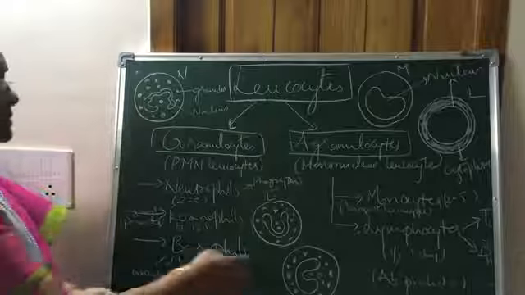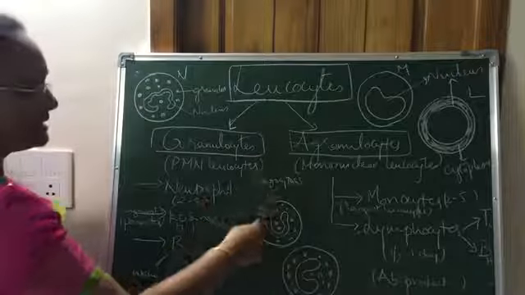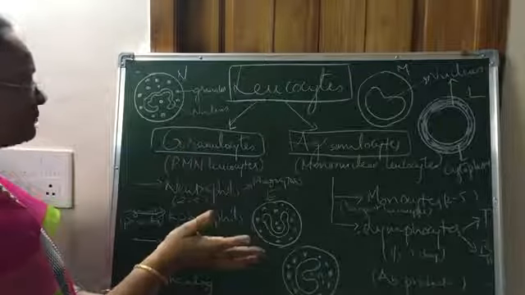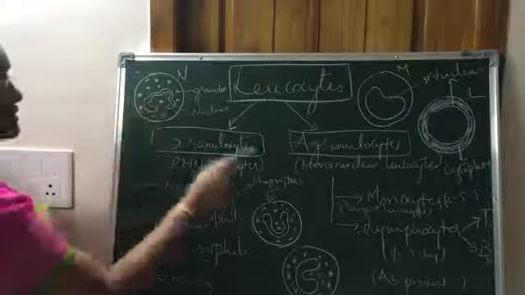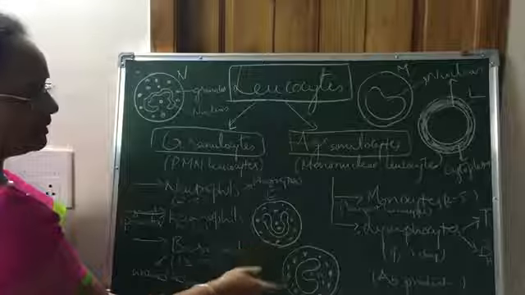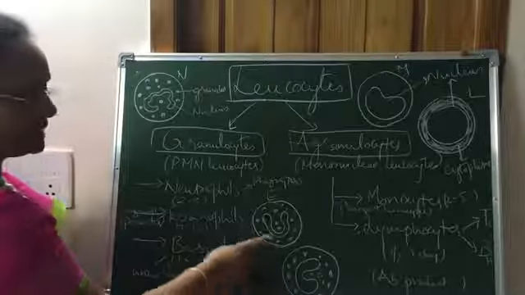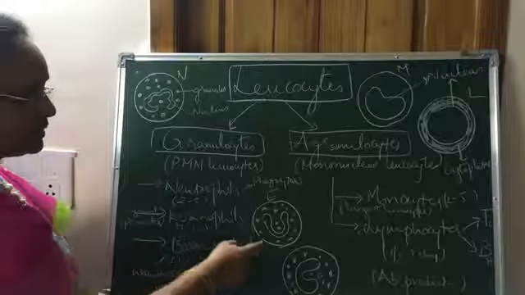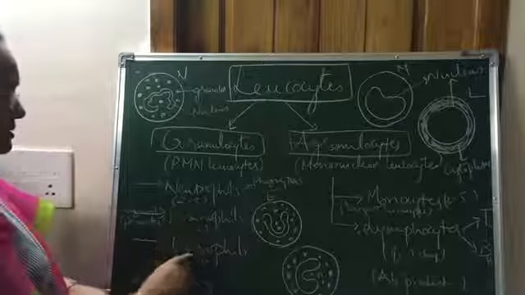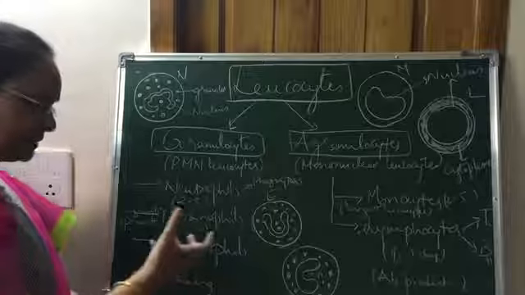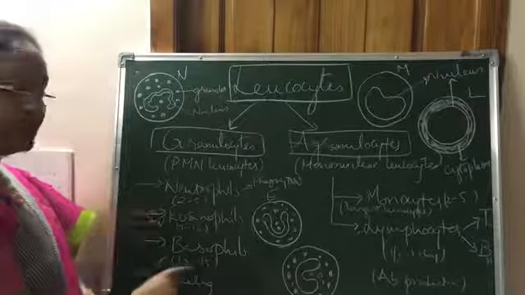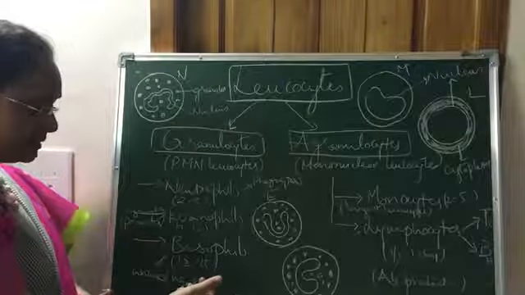So these are the various diagrams. You can see clearly the granules, and you should describe the nucleus also. Here is a multi-lobed nucleus, and here a bilobed nucleus. You can see the granules. Basophils, when we treat them with basic dyes like methylene blue, they give the color.